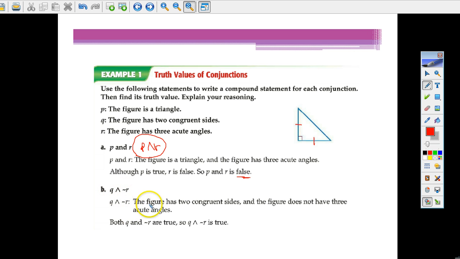Now for B, you have Q and not R. So the figure has two congruent sides. Yes, it has two congruent sides, and not R. R means the figure has three acute angles, but not R means the figure does not have three acute angles. So that's true, and that's true as well, because it does not have three acute angles. So true and true, so this statement itself is true.